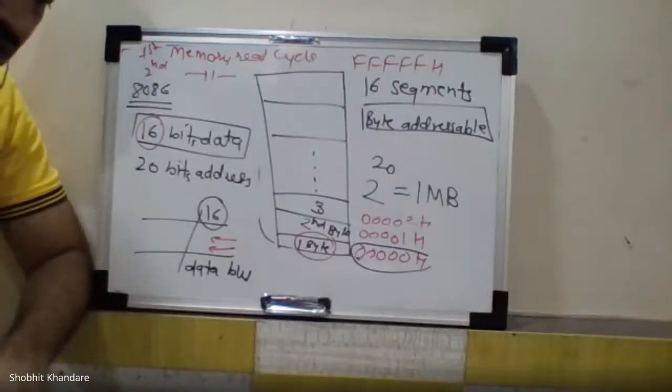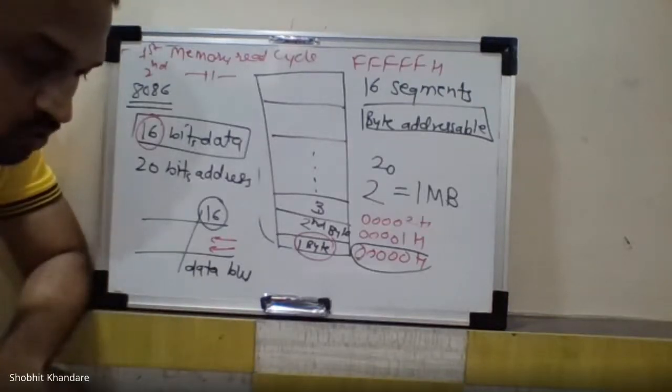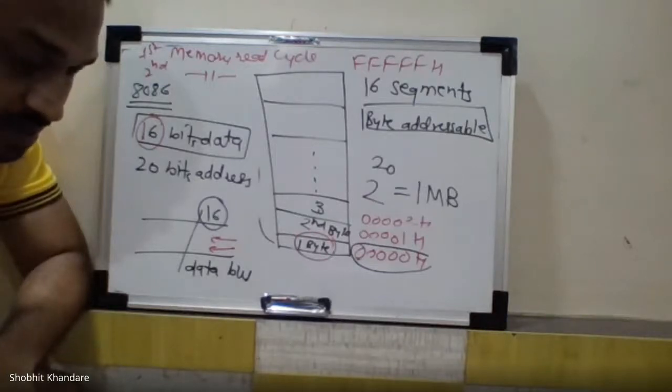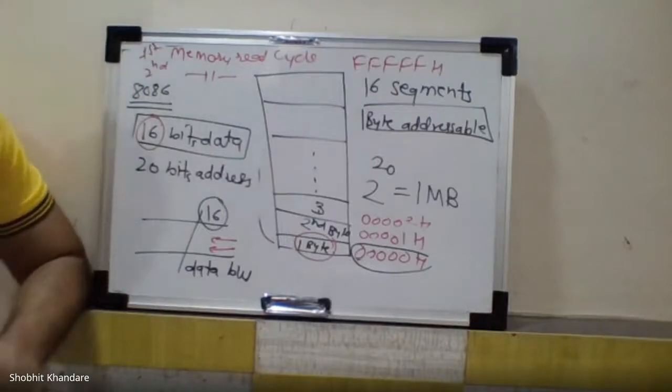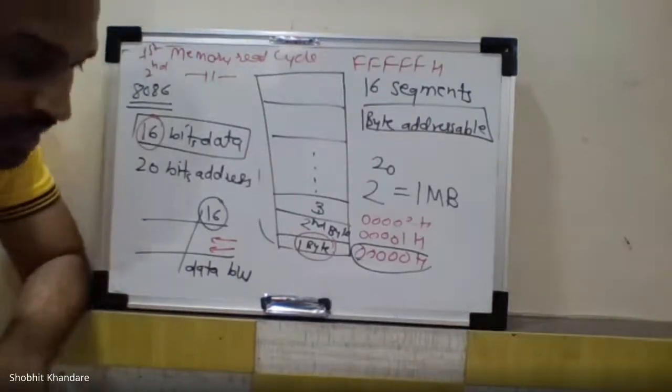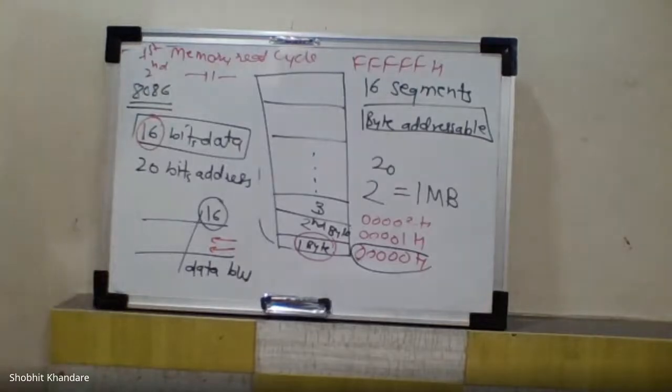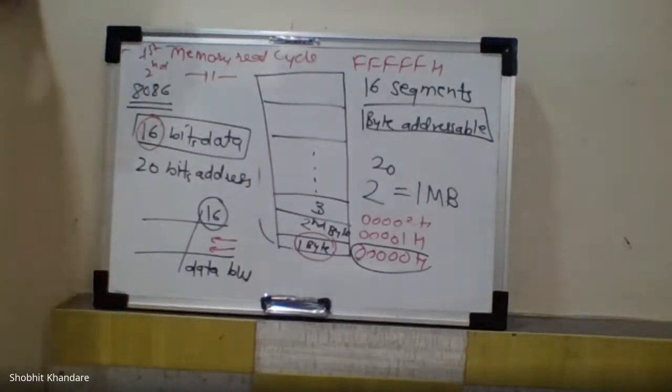Therefore, the solution is to separate the memory into two equal banks called as odd bank and even bank.